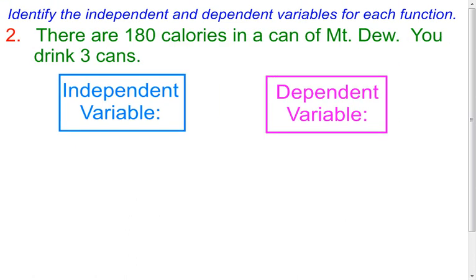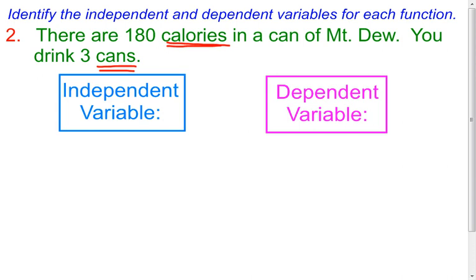Here's another one. There's 180 calories in a can of Mountain Dew. So one variable is the amount of calories that you're consuming, and another variable is how many cans you drink. So if I said to you, all right, you're drinking Mountain Dew, how many calories did you consume today? You might say to me, well, I don't know. How many cans do you think I drank? And if you drank 3 cans, you'll take 180 times 3. But if you drank 5 cans, you'd have to take 180 times 5.